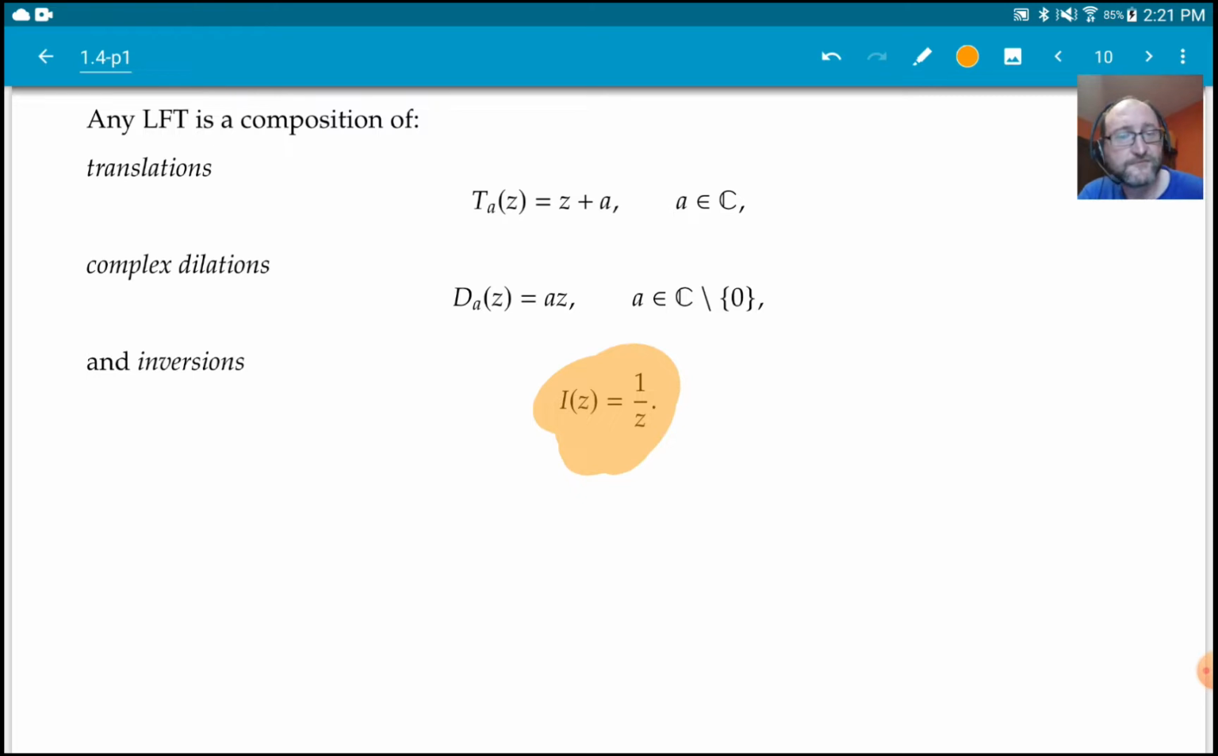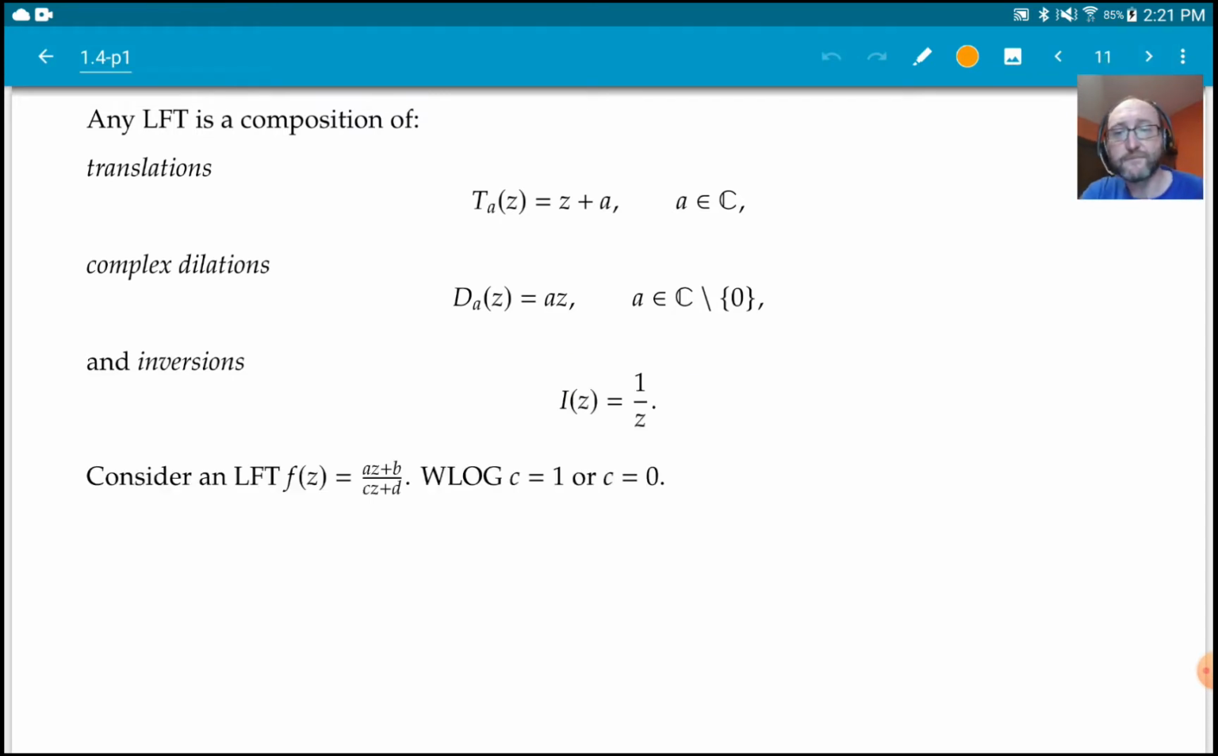We just need 1 over z, right? And all of these, again, define LFTs. So I can define them. The translation is just something that takes infinity to infinity, and the complex dilation is something that takes infinity to infinity. Inversion flips 0 and infinity. It takes infinity to 0, 0 to infinity.